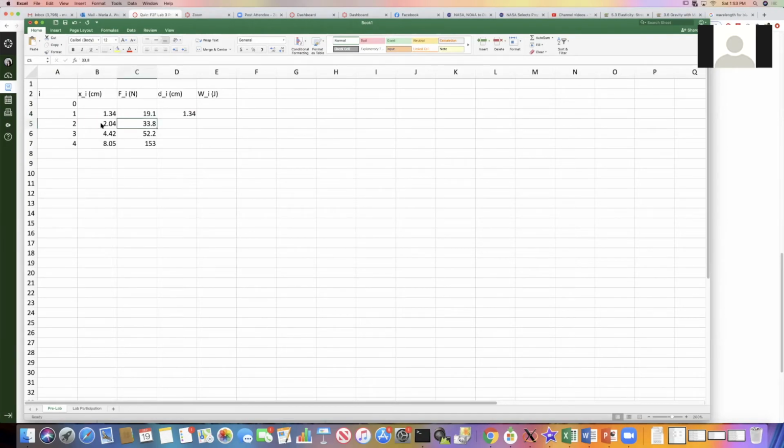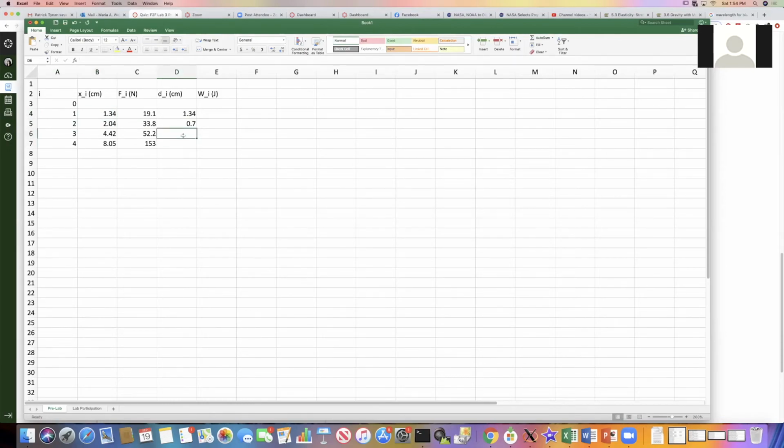For my second measurement, the incremental distance that I stretched this spring from the previous measurement is going to equal x sub I2 minus x sub I1. And see how I use the formula here in order to automatically do it for me. Okay, so 2.04 minus 1.35, that's the incremental distance, d2, that I had to stretch my spring compared to the previous measurement that I just took.